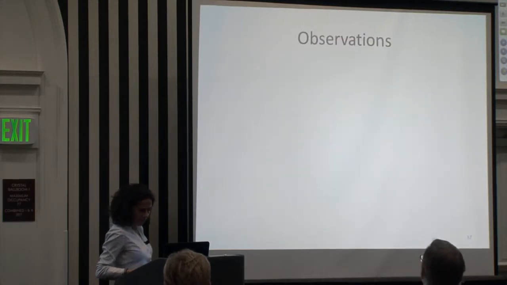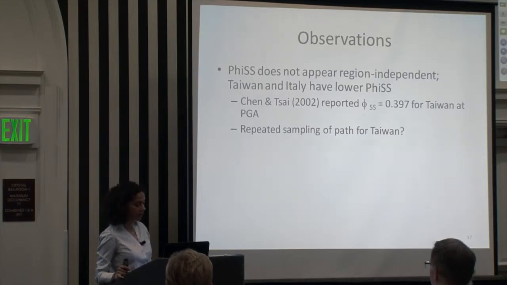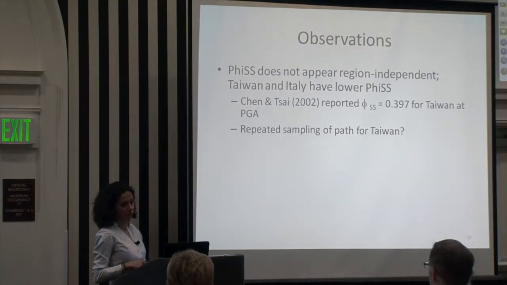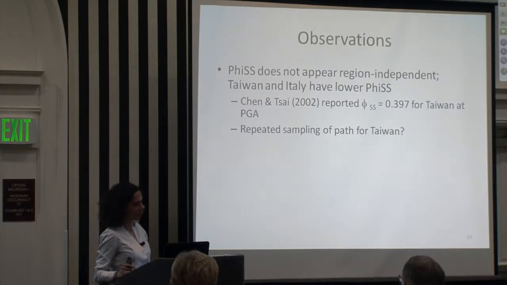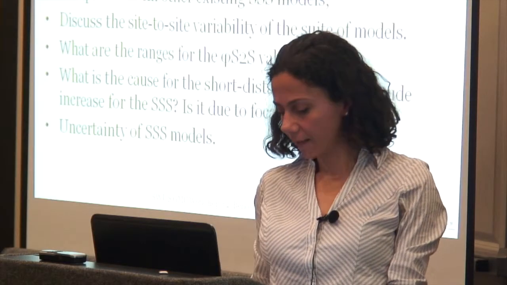So the observation is basically that right now the main issue is that VSS from this analysis does not necessarily appear to be region independent. We clearly saw that, especially for Taiwan, where we had enough data, there was lower VSS. One thing I looked at in the Lin et al. paper, and also another study, Chen and Tsai 2002, reported a low VSS too for Taiwan. So there is clearly something going on there that they have a smaller VSS. So I looked into the effects of path on this VSS, and I'll get into that in a minute.